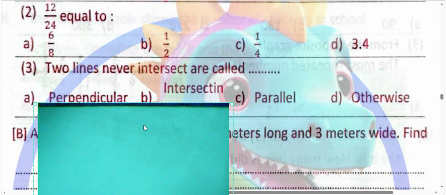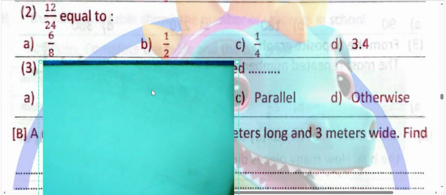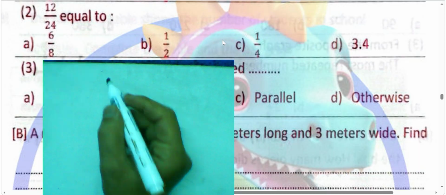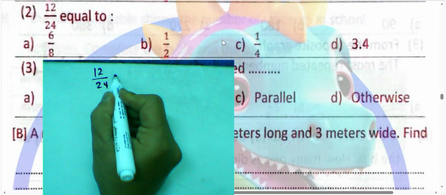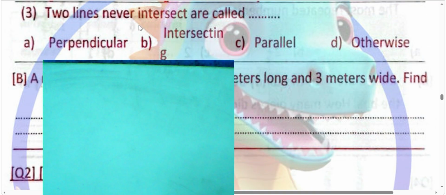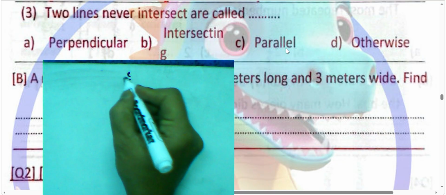12 over 24 we can simplify by dividing numerator and denominator by 12, or numerator is half of denominator. عندك numerator half of denominator, the ratio will be 1 over 2. 12 over 24, the result will be 1 over 2 because numerator is half of denominator. Two lines never intersect, called parallel. Choose letter C, parallel.